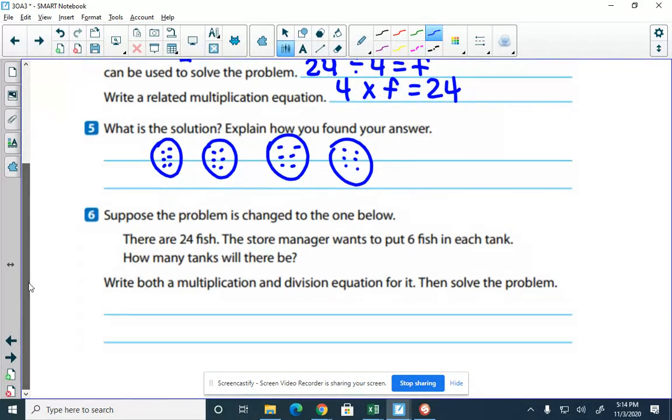Suppose we change the problem and said there are 24 fish and the store manager wants to put 6 fish in each tank.